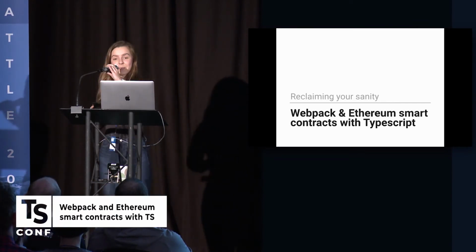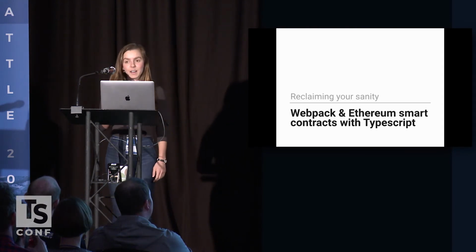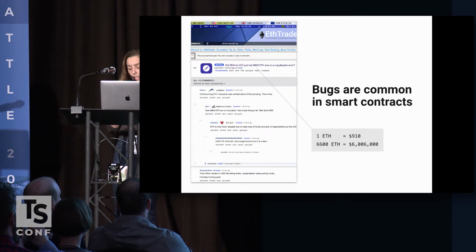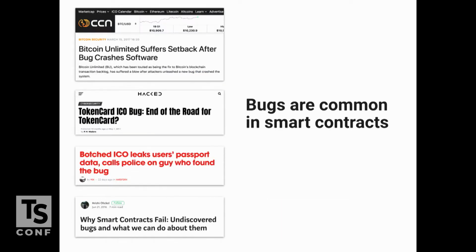Alrighty. Hi. My name is Devon, and I'm an engineer and writer based out of San Francisco. 7 months ago, a cryptocurrency project called REX LMS lost $6 million worth of Ethereum. The root cause was a single line of code. Unfortunately, this wasn't an isolated incident. Smart contracts are notoriously buggy, and the cost of a mistake can run in the millions of dollars.